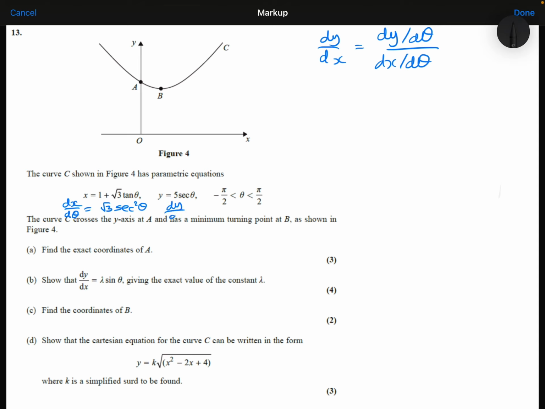Now to differentiate the y function, we've got 5 sec theta, which is going to differentiate to be 5 sec theta tan theta. Sec differentiates to be sec theta tan theta. That is on your formula sheet, so you can look at the formula sheet to check that. Substituting those into our gradient function then, we've got 5 sec theta tan theta over root 3 sec squared theta. And I just need to try and show that that's going to simplify to be lambda sine theta.